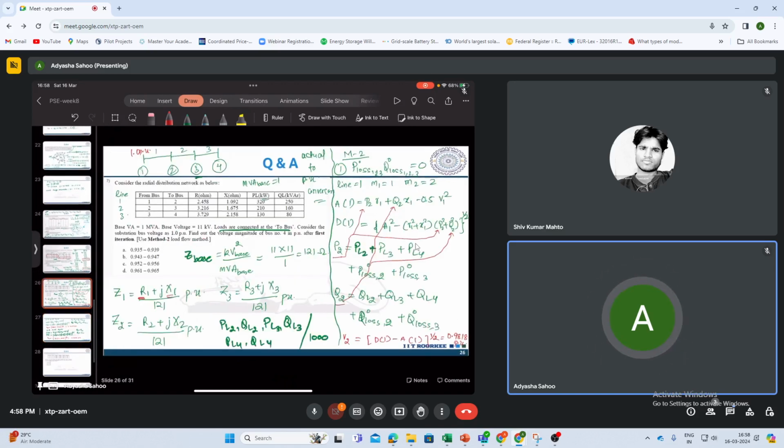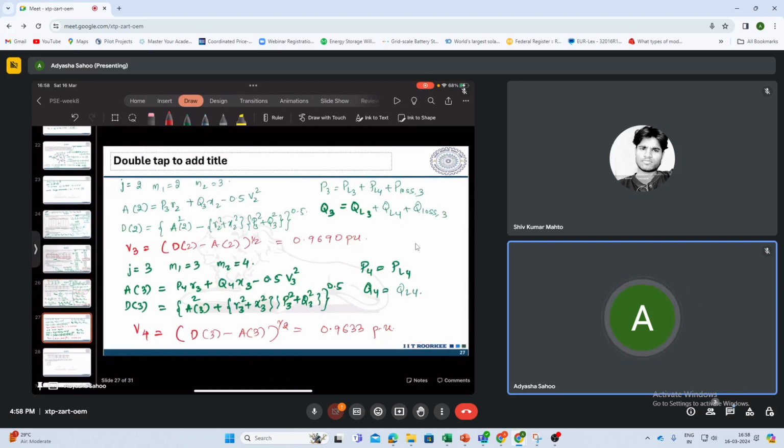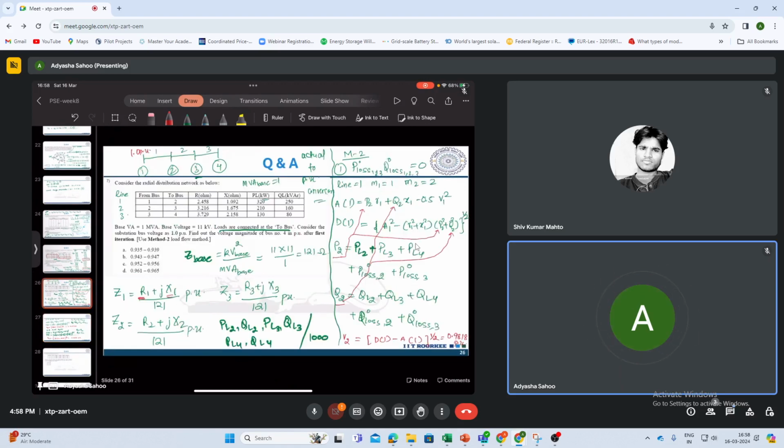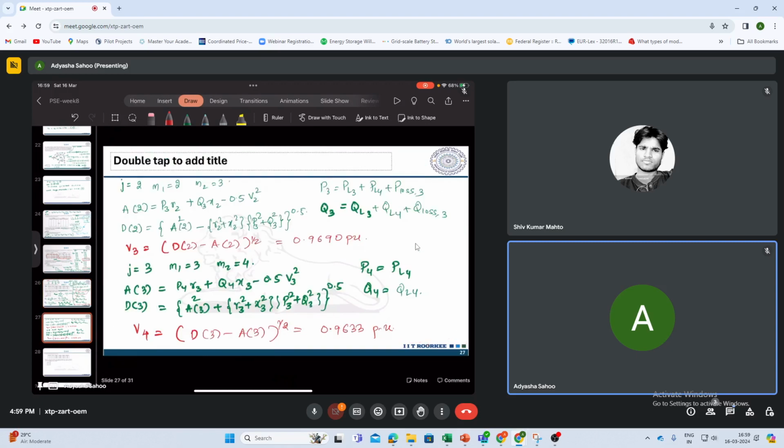So from here, 0.96 to 0.98. So it is asking at bus 4. Bus 4 we are getting as 0.963. So option D. So answer is D.